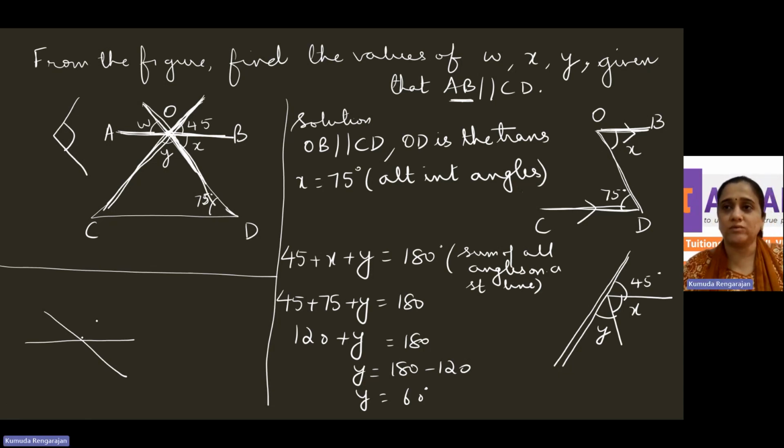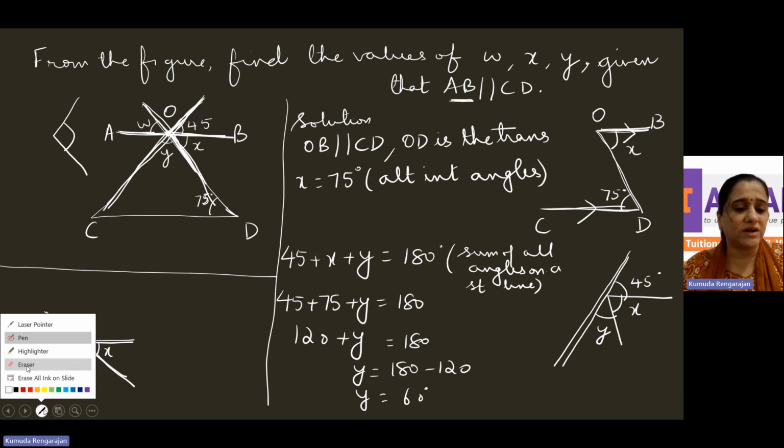Look at the board, all of you. See, this is one line. This is the other line. So we have two intersecting lines. When two lines intersect, four angles are formed, and the vertically opposite angles are equal. So you can see W here and X here. We already found X is 75. So W also will be equal to 75.